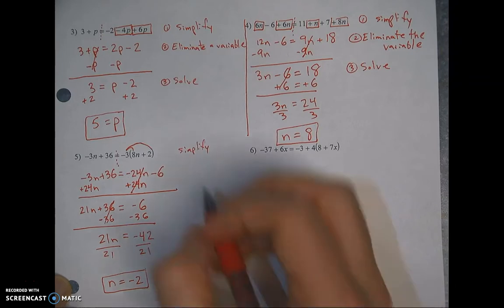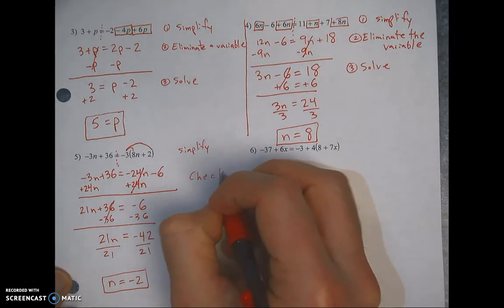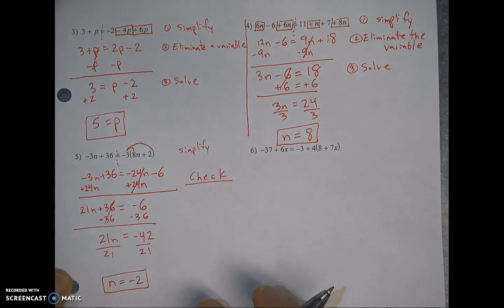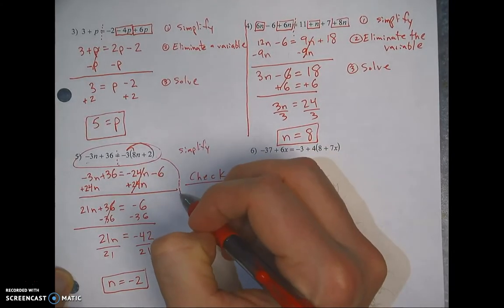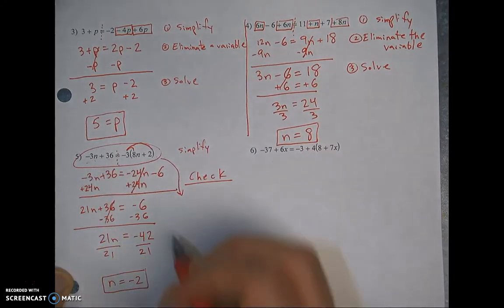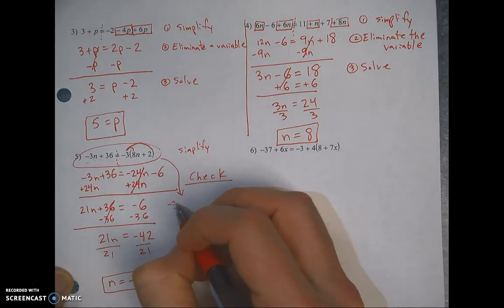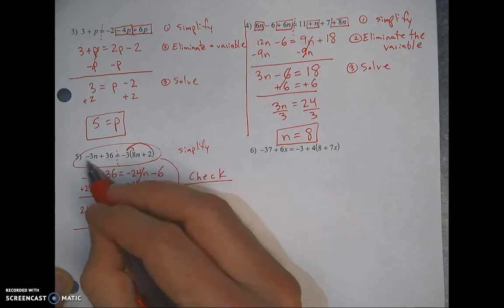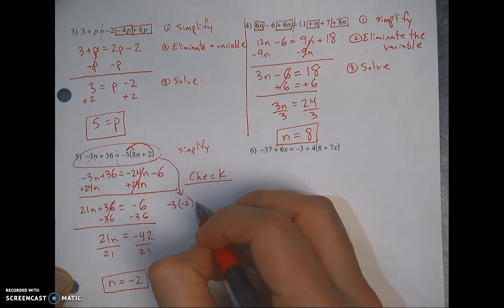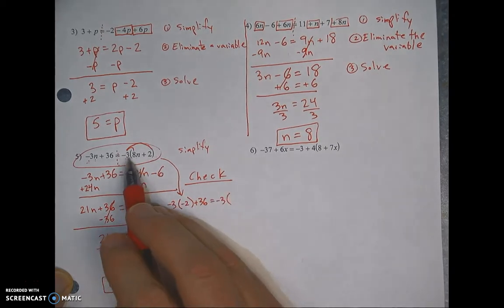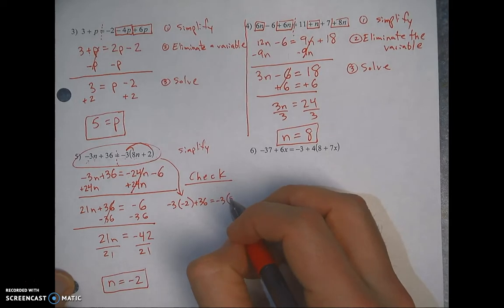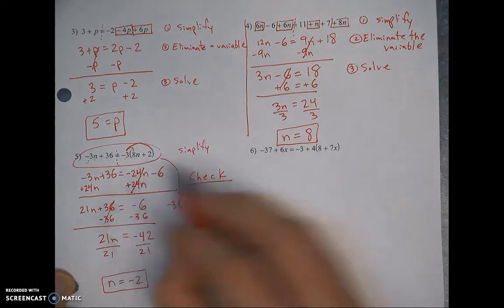Okay, what does a check look like now? So the check can look a little crazy. Some of these you'll need to show a check, some of them you won't. I'll specify, but we need to be able to handle it when it's asked of us. So rewrite the original equation, and then just replace these n's with a negative 2. So it's going to say negative 3 times negative 2, because it said negative 3n, plus 36, negative 3, and then inside parentheses it's going to say 8 times negative 2, plus 2.